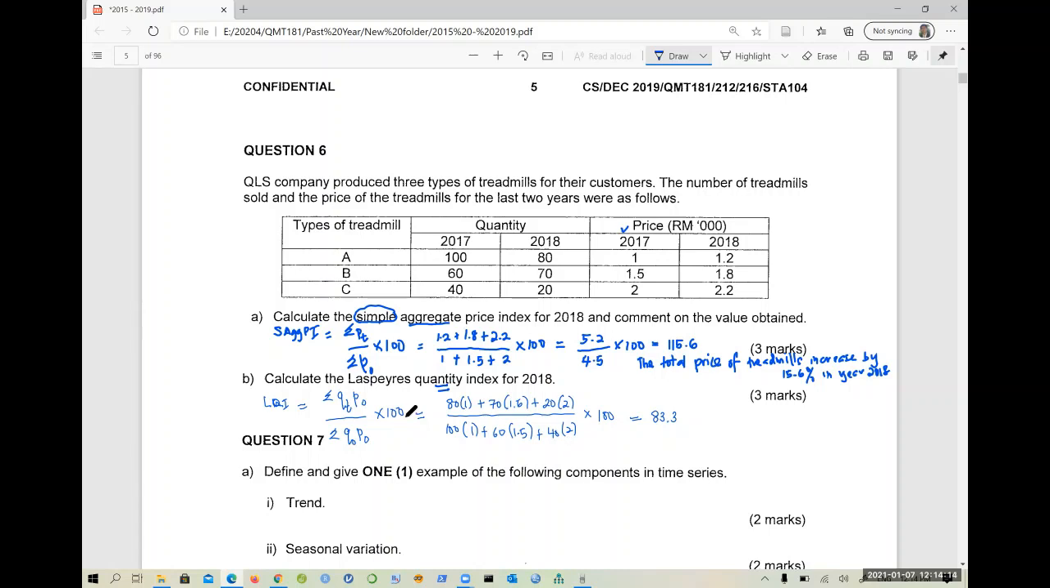Remember, even though you have 1 on top and 1 at the bottom, 1.5 on top and 1.5 at the bottom, 2 at the top and 2 at the bottom, do not simply cancel out these values, because you have the plus sign in the middle. So that is for the Laspeyres quantity index. Any questions so far?